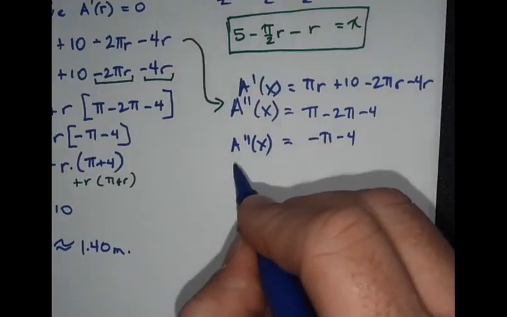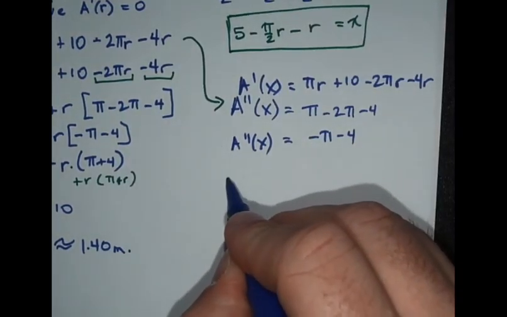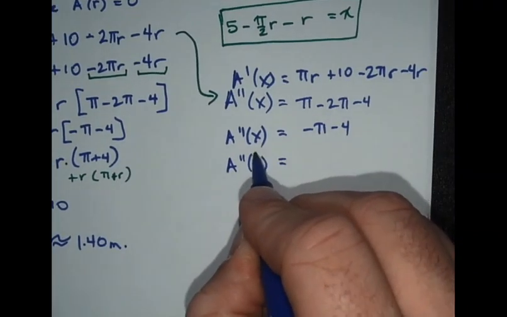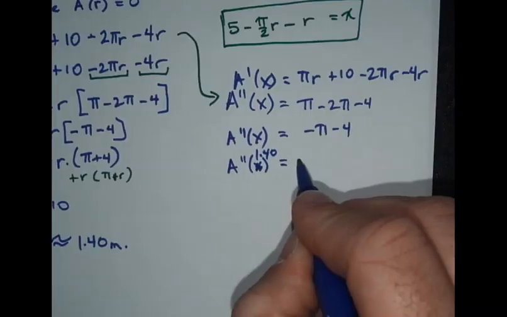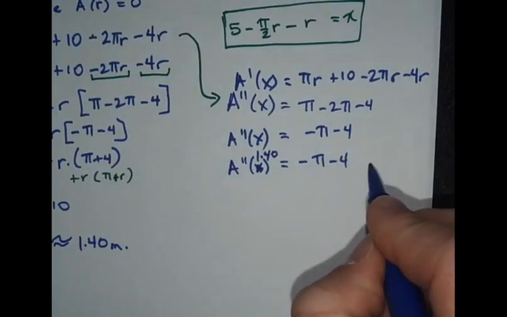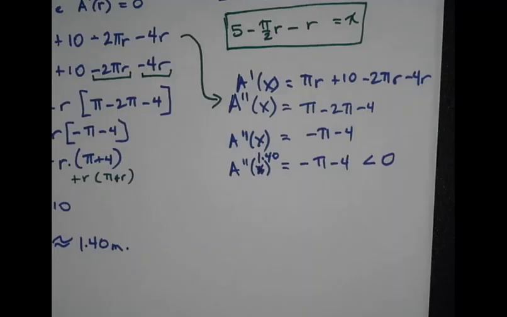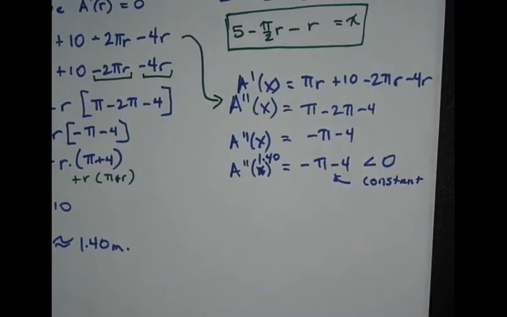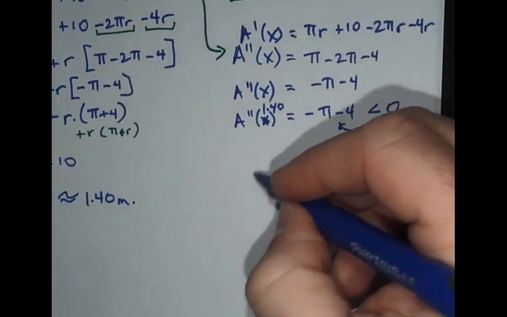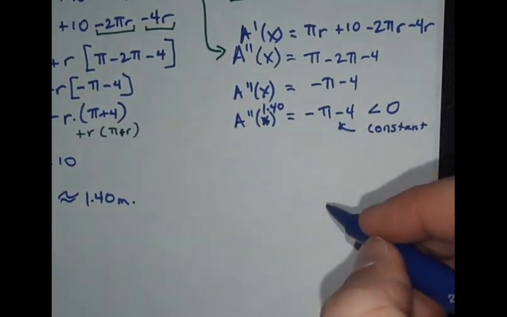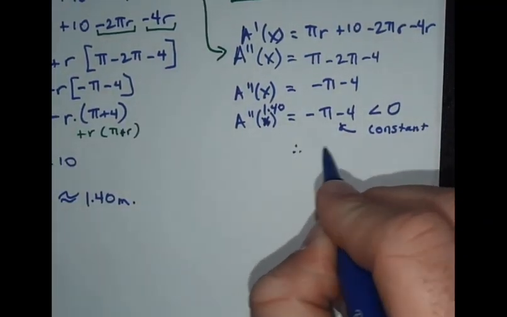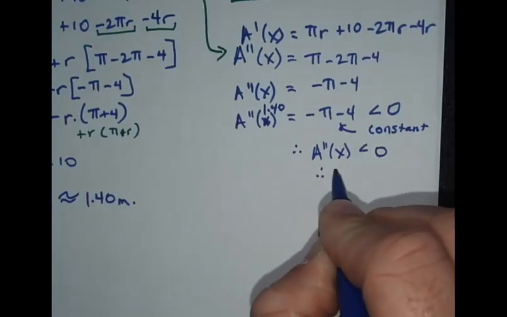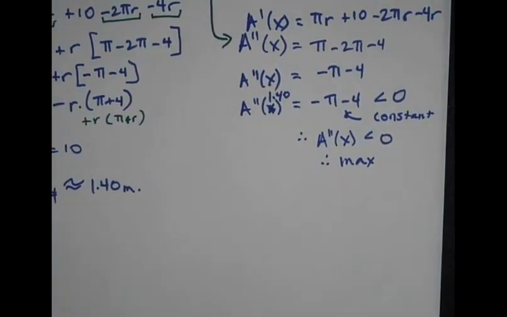Remember we have to put our critical point in, so if we put in 1.4, it's that, so that means that it's less than 0. This is a constant. So that means this is concave down, so it's always decreasing. So this is a max. Since it's less than 0, we have a max. So we know that that is a max no matter what.